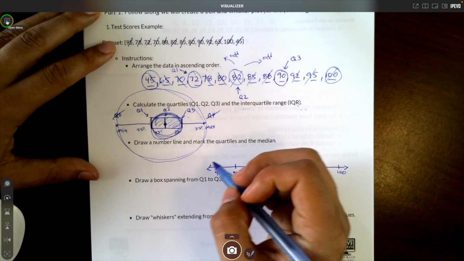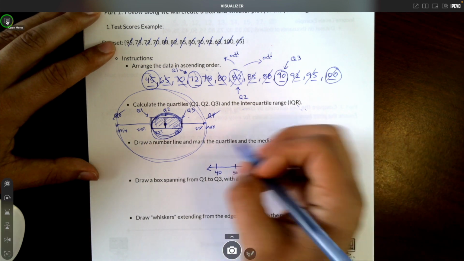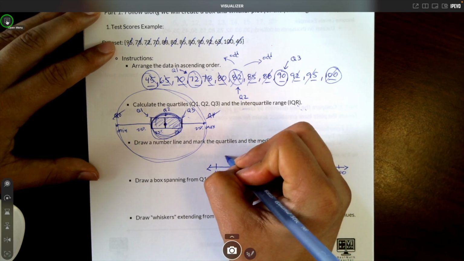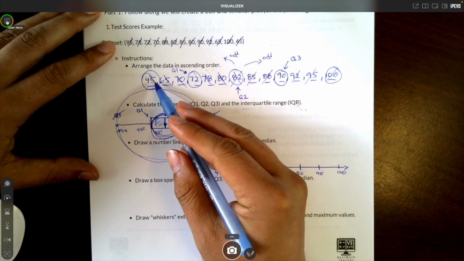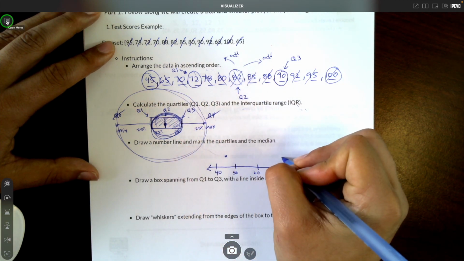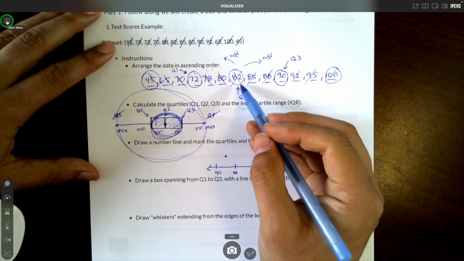But anyways, we're going to go ahead and mark the quartiles. I'm going to go 45, 72, somewhere over here, 82.